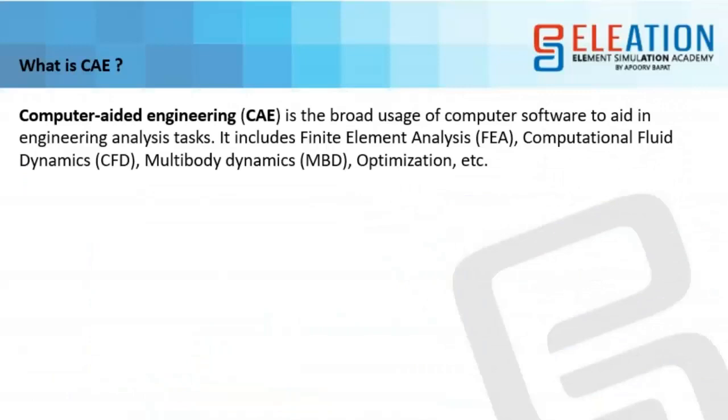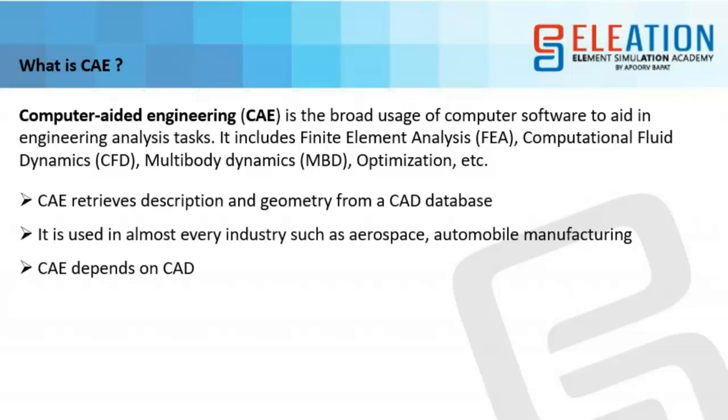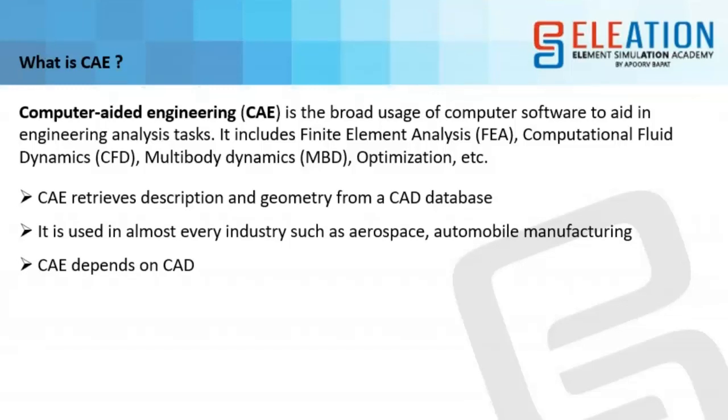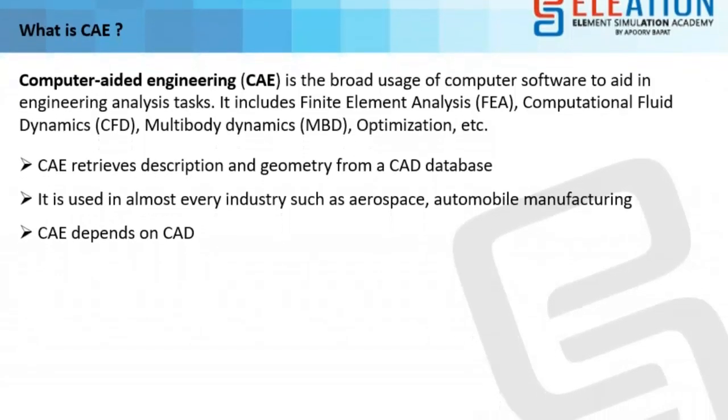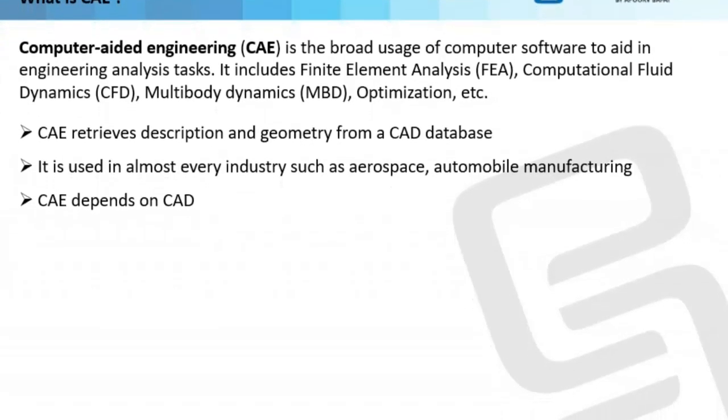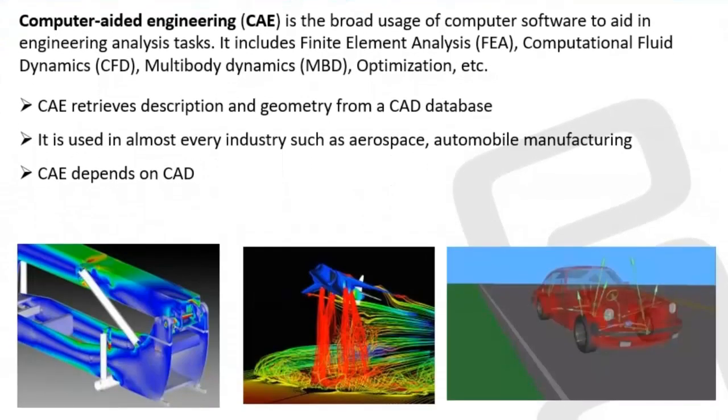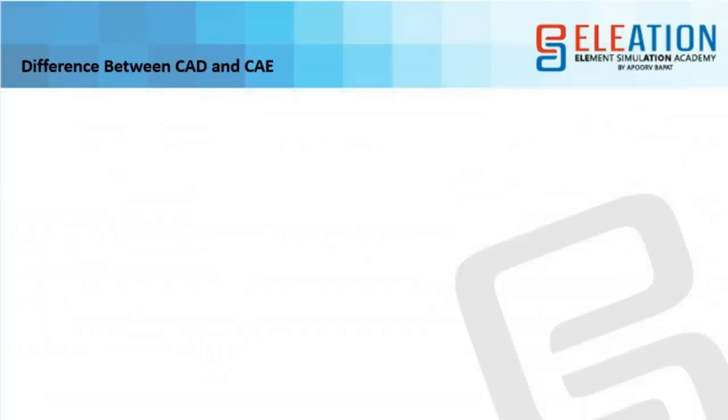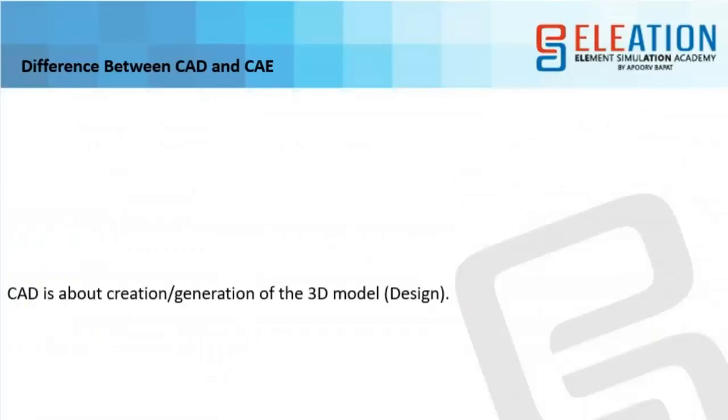Now let's see what is CAE. CAE stands for Computer Aided Engineering. It is the broad usage of computer software to aid in engineering analysis tasks. It includes finite element analysis, computational fluid dynamics, multibody dynamics, optimization, etc. CAE retrieves description and geometry from CAD database. It is used in almost every industry such as aerospace, automobile, manufacturing. CAE depends on CAD.